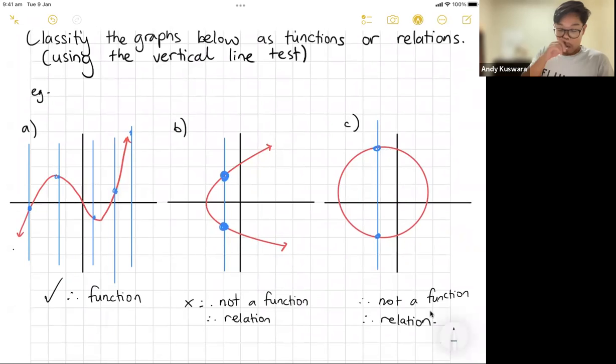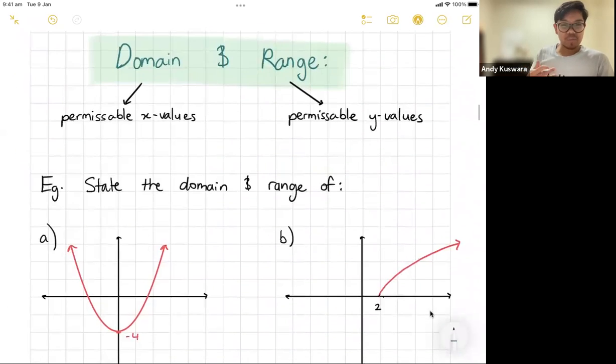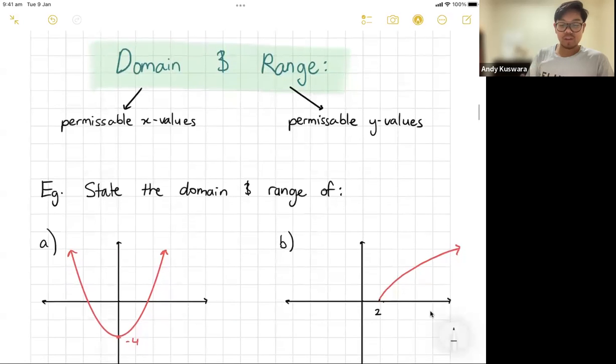Now, there may be some other things that we need to talk about. We start talking about domain and range when we start talking about functions. Domain very simply has to do with the permissible, I call them permissible, you can call them allowable, it just means they exist there. So I call domain your permissible x values, and then range is the permissible y values.